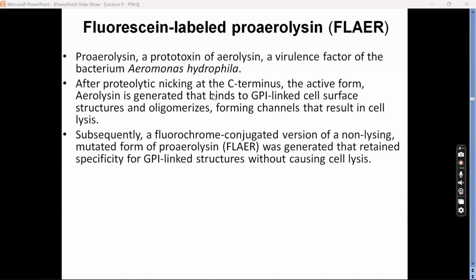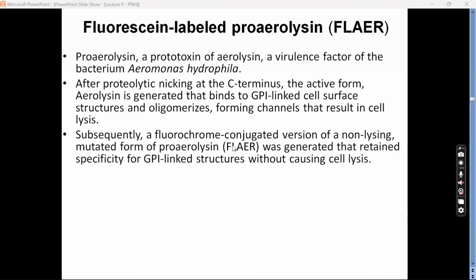this particular aerolysin, we developed in vitro for diagnostic purpose a modified form of pro-aerolysin. Okay, so as discussed here, once it gets activated by the proteolytic nicking, it turns to aerolysin. But now this modified aerolysin cannot kill the cell. Okay, it cannot kill the cell, and we use this particular thing for diagnosis of PNH. So subsequently, a fluorochrome conjugated version of non-lysing mutated form of pro-aerolysin was generated.